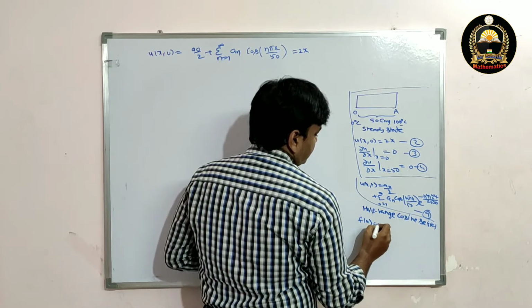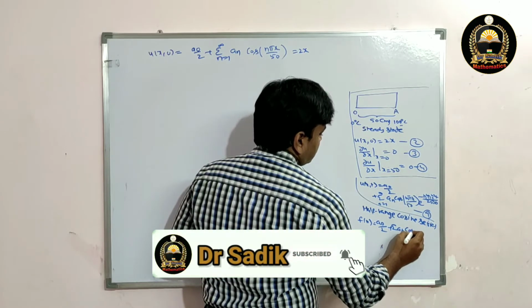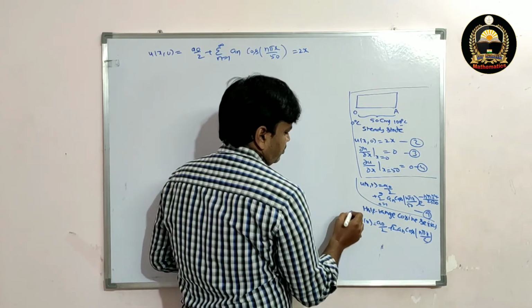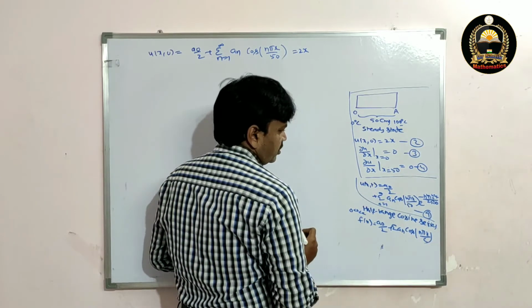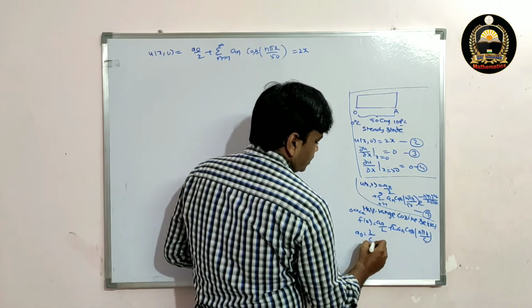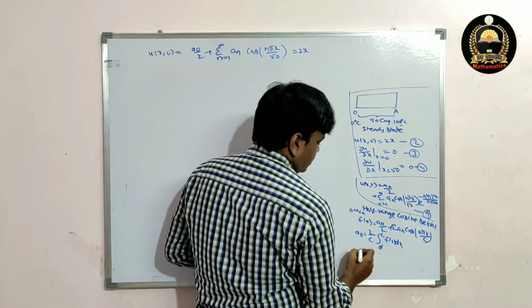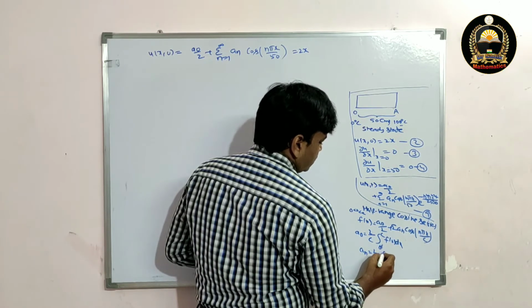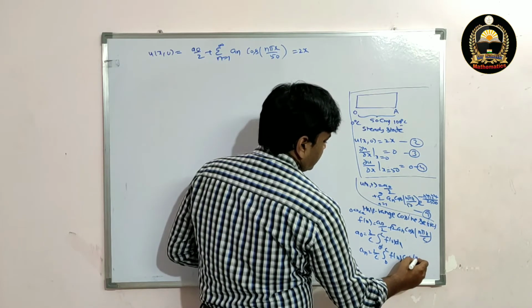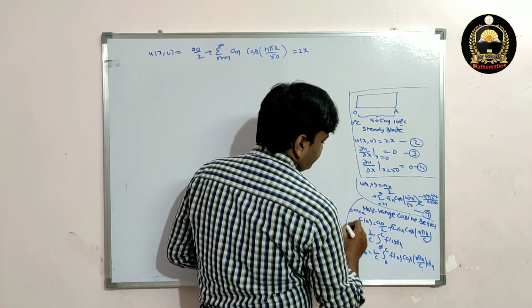What is the formula, students? f of x is equal to a naught by 2 plus sigma a n cos n pi x by c, because here the interval is 0 less than x less than c. So what is the a naught value here? a naught is 2 by c integral 0 to c f of x dx. And a n is 2 by c integral 0 to c f of x cos n pi x by c dx.